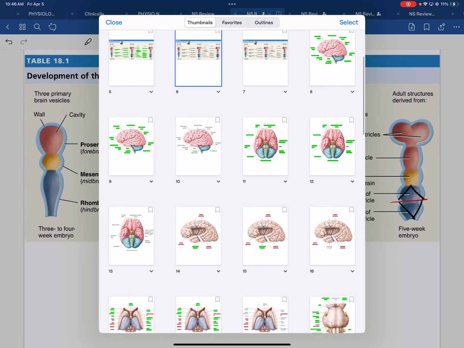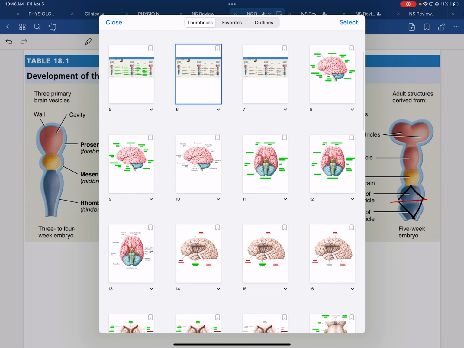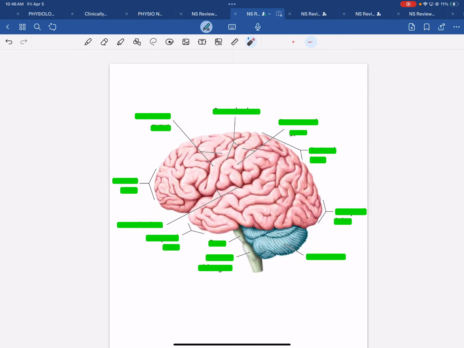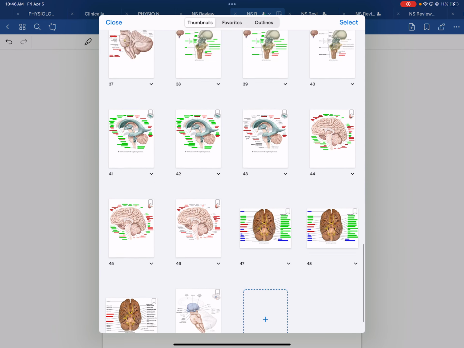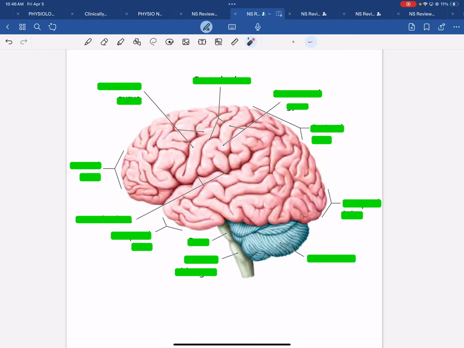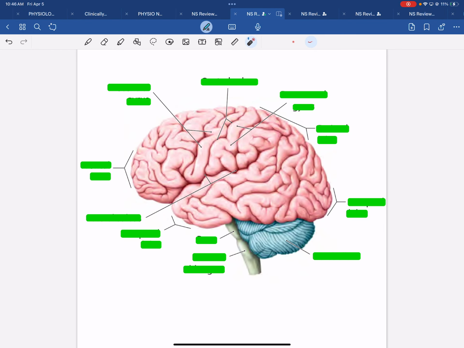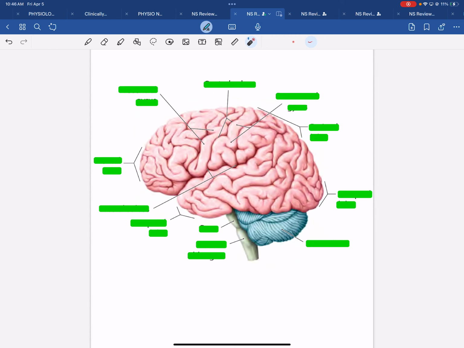Any questions on those? All right, so let's talk about, all of these are on the telencephalon only, right? No, I lied. This one is actually more than just telencephalon.